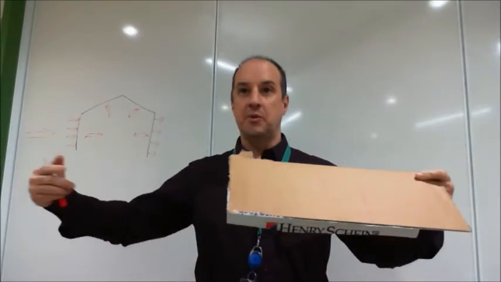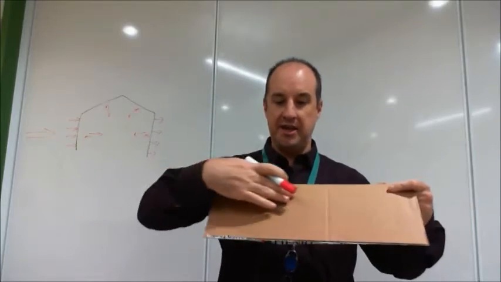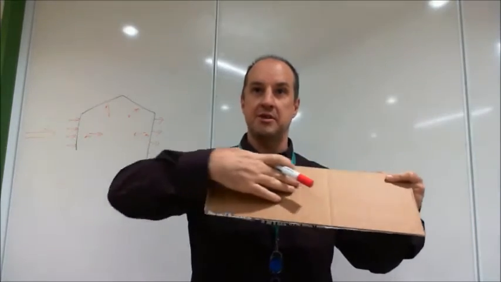And also, even if you have a steep roof and you imagine the wind blowing this way, you take that as a flat roof because it's presenting a flat surface to the wind.